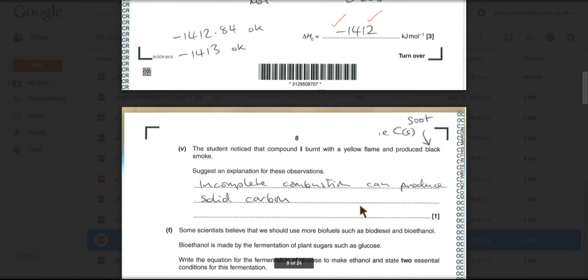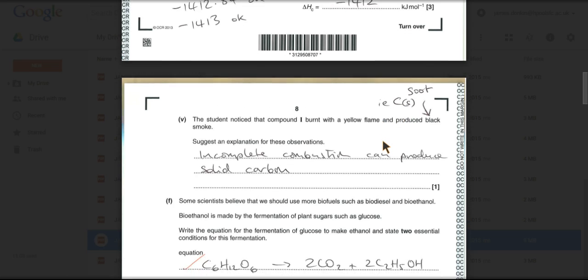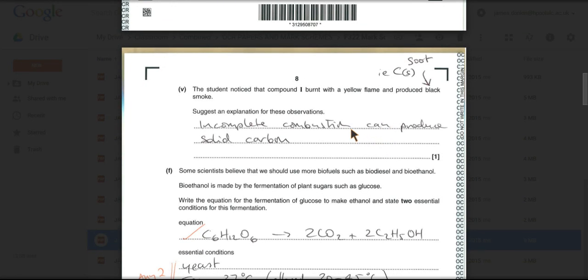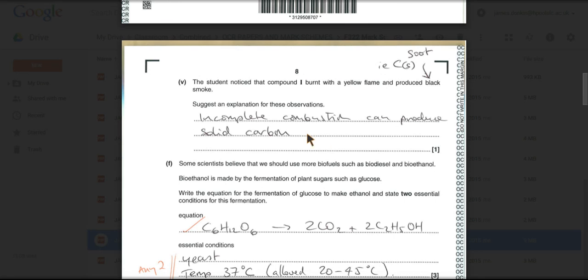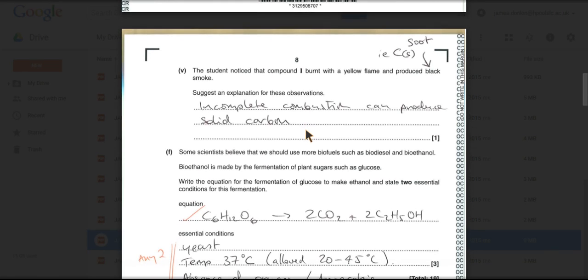Part 5. The student noticed that the compound I burnt with a yellow flame. So yellow flames mean it's incomplete combustion. The black smoke is soot, so carbon solid. Suggest an explanation. I've already said it. We've got incomplete combustion produces solid carbon. So that's explained the yellow flame and the soot.